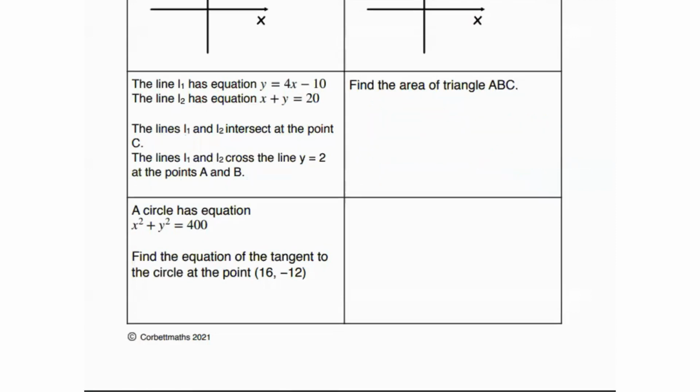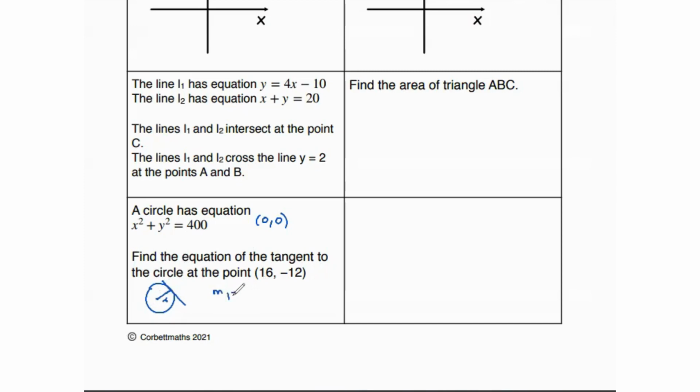A circle has the equation x squared plus y squared equals 400. Find the equation of the tangent to the circle at the point 16, negative 12. If you look at the equation, we know that the coordinates for the center are 0, 0. And the point at which the tangent is touching the circle is 16, negative 12. So let's find the gradient using these two points. Because if we have a circle, this is our radius and this is the tangent. So I'm going to find the gradient of the radius first.